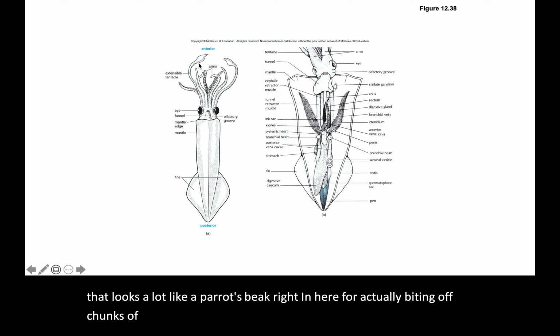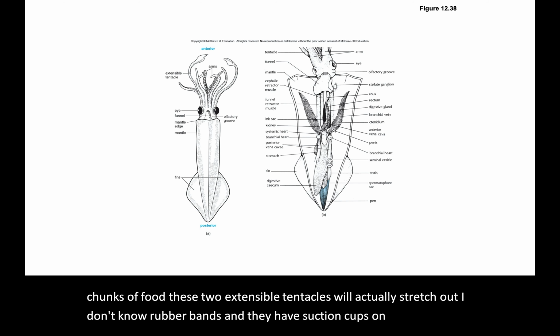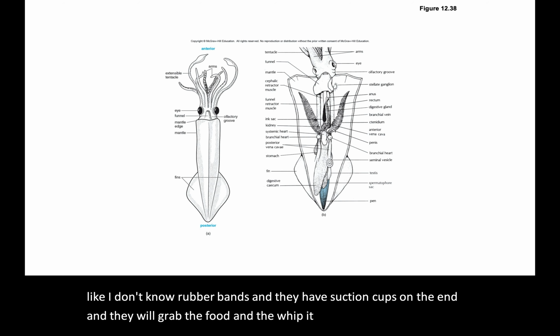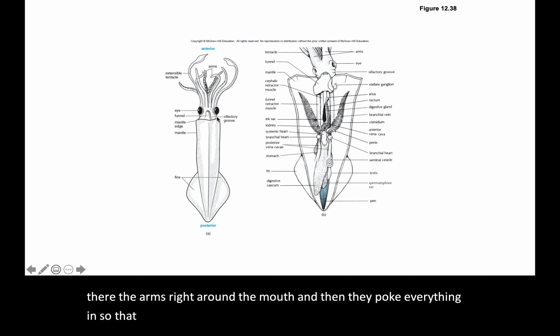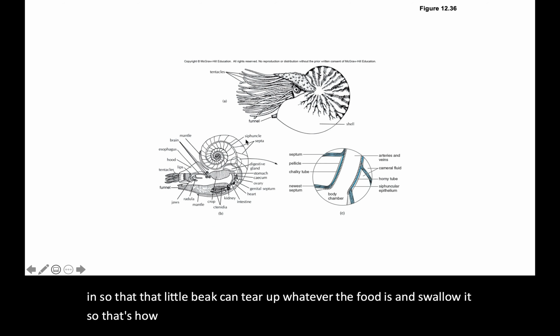These 2 extensible tentacles will actually stretch out like rubber bands. And they have suction cups on the end, and they will grab the food and whip it in toward these little tentacles. They're the arms right around the mouth. And then they poke everything in so that little beak can tear up whatever the food is and swallow it. Yeah, so that's how their eating works.